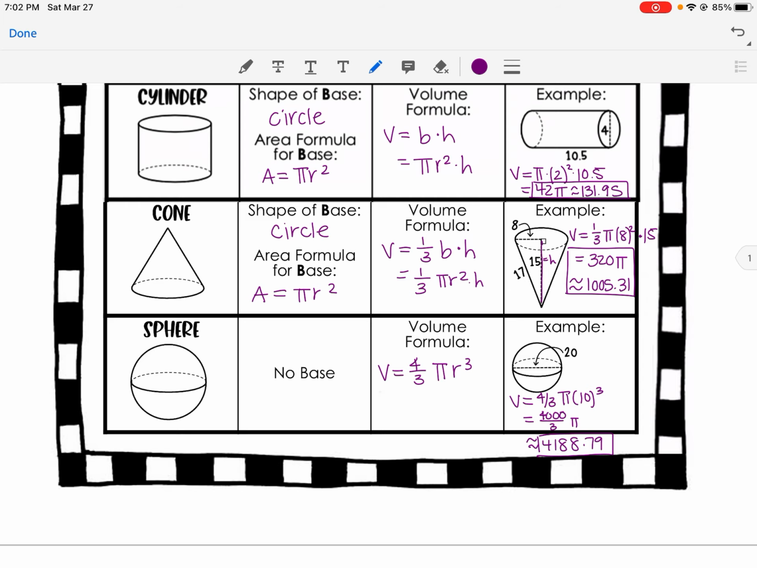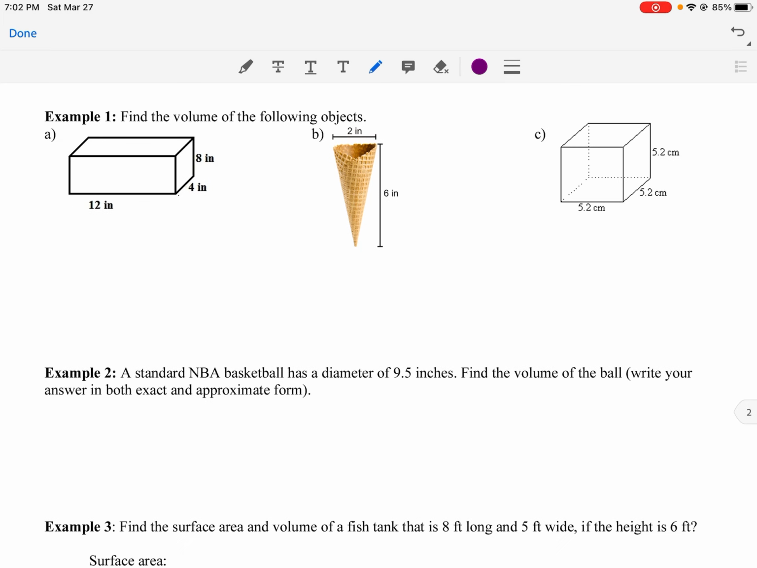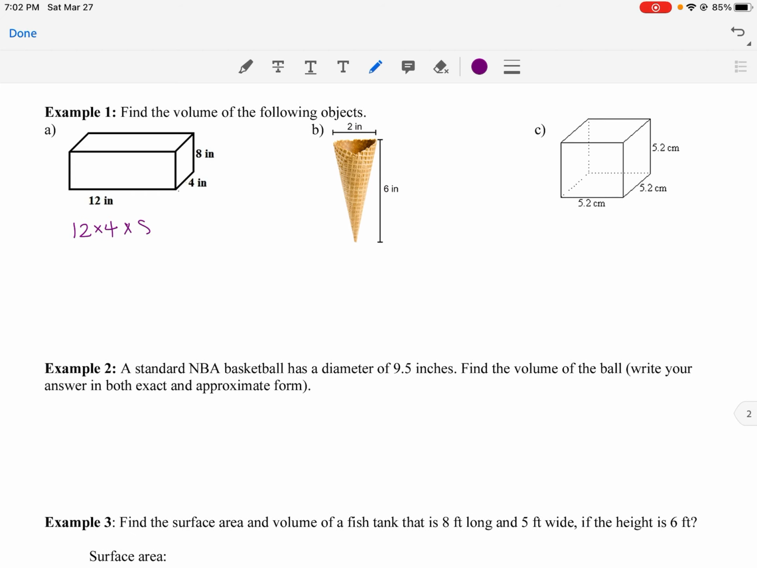We're going to just get some more practice on the back, so go ahead and turn it over. Find the volume of the following objects. So this first one you recognize as a rectangle. So all we're going to do is do length times width, or the area of the base, which is 12 times 4, times the height of 8. 12 times 4 times 8, we end up with 384. This time we do have units, so we've got inches cubed.